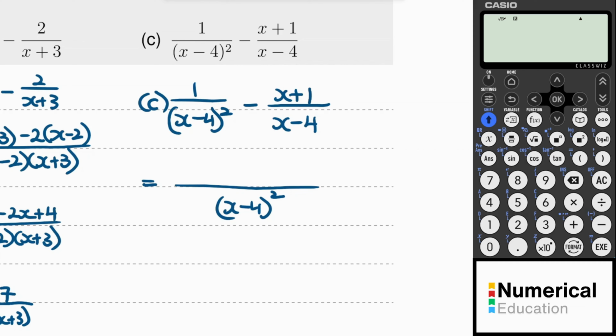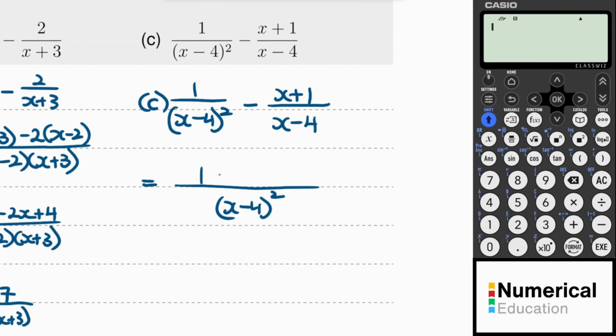Now, with that being said, that first numerator doesn't change. So it was originally a 1. It remains a 1. And it remains a 1 because the denominator really hasn't changed to x minus 4 all squared, right? So if it doesn't change, the numerator doesn't change. It stays exactly as it is.